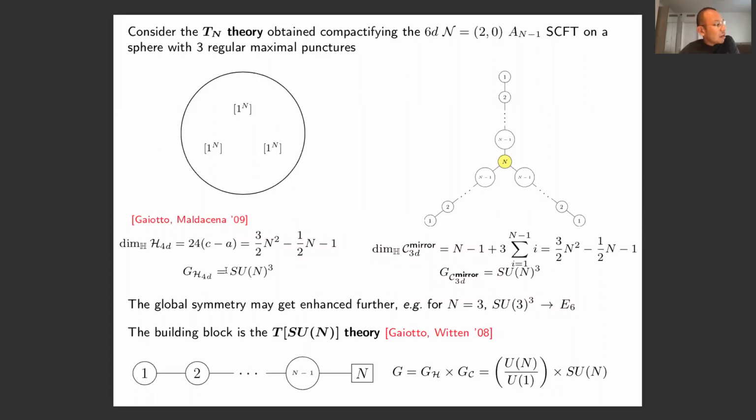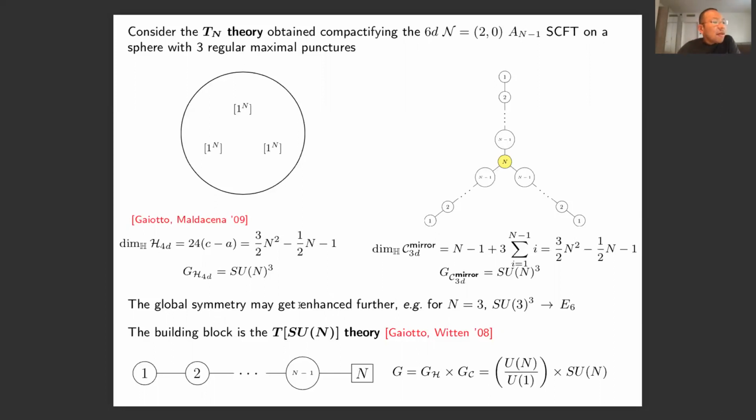And in general, for a general N, the symmetry on the Higgs branch of the 4D theory is just SU(N)^3. This is the global symmetry of the theory. And if you look at the symmetry of the mirror, it's also SU(N)^3. But I have to emphasize that this SU(N)^3 gets enhanced from a bunch of U(1)s, topological symmetries associated with each unitary group node. Basically, each U(N) node will give rise to one U(1), which is topological, and these topological symmetries get enhanced.